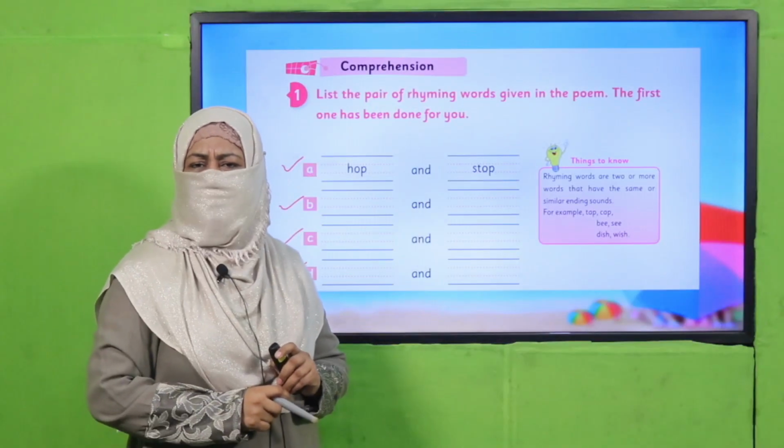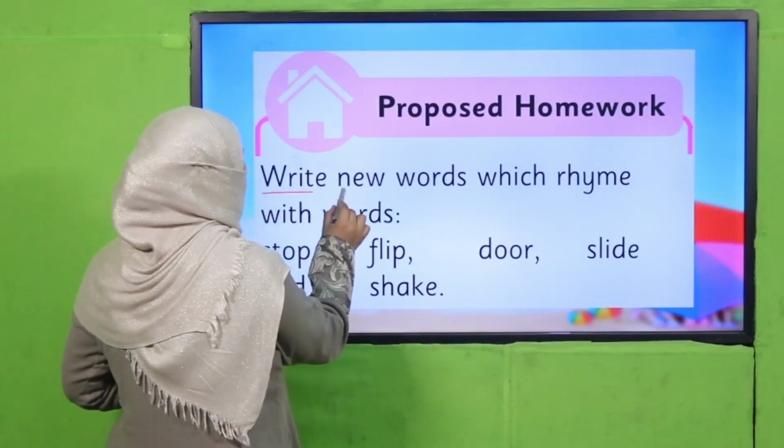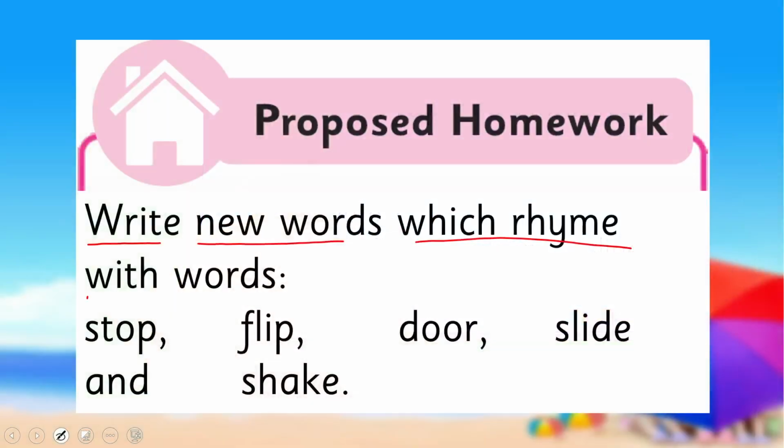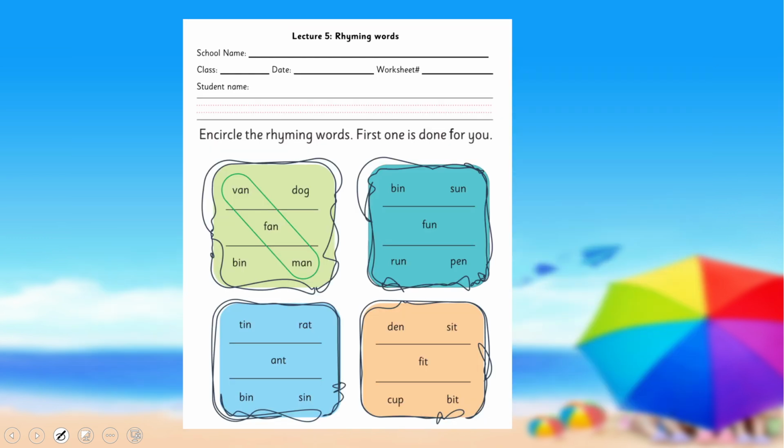Yes, my dear children, are you done with it? Good job. Now it's time for your homework. You will write new words which rhyme with the words stop, flip, door, slide, and shake. All right? These are 5 words. You will write their rhyming words. Here is a worksheet. My dear students, you will read all the words in this box and you will circle the rhyming words as the first one has been done for you.